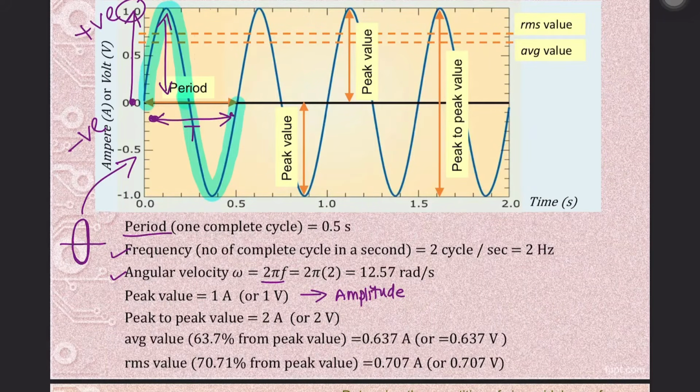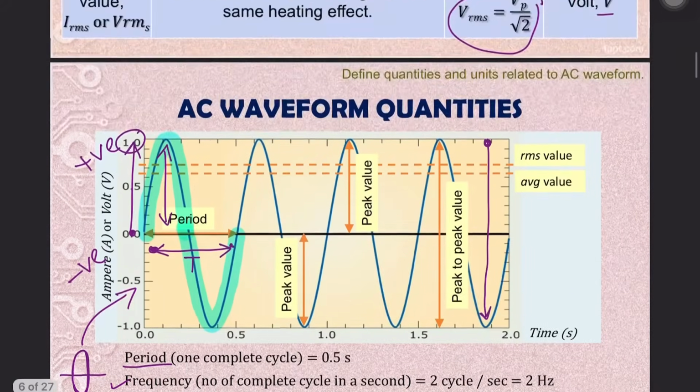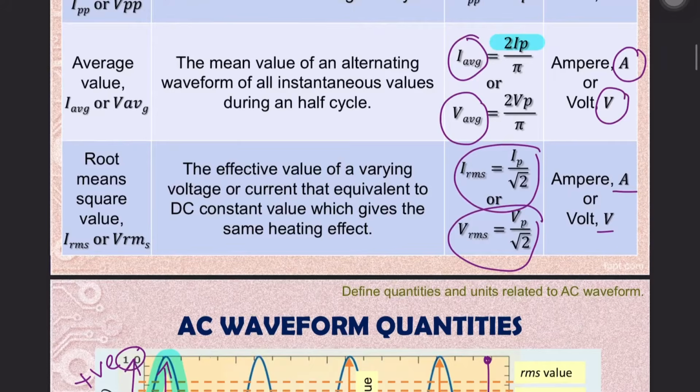Bermaksud dua lah. Amplitude dekat atas, kita tambah dengan amplitude dekat bawah. So dia akan jadi yang atas 1, yang bawah 1. So tambah dua-dua, dia jadi 2 ampere. So average value dia, jangan lupa kita kena hafal formula. Your average value here is 2I peak over pi. So darablah 2I peak over pi untuk dapatkan jawapan dia.